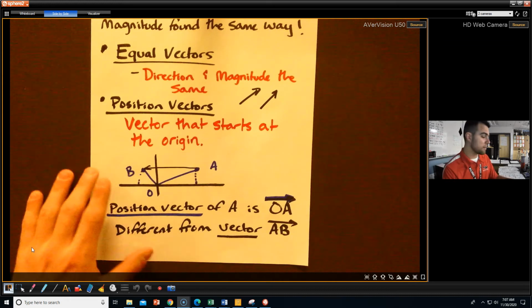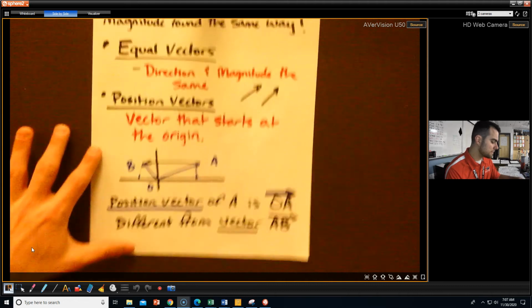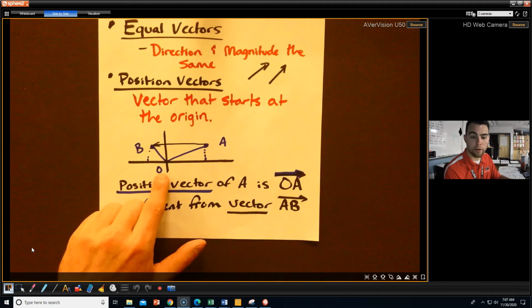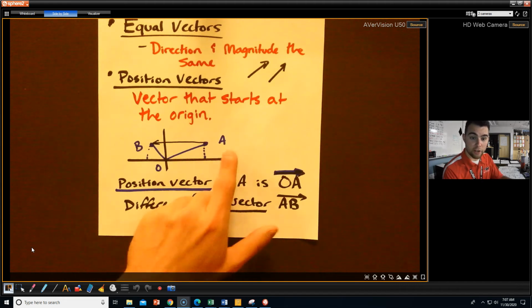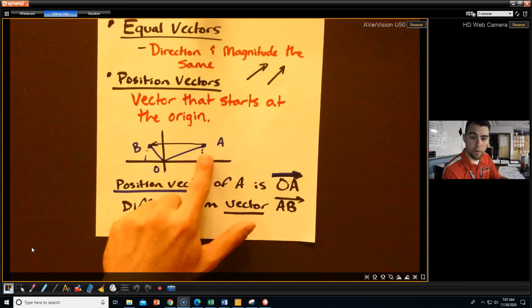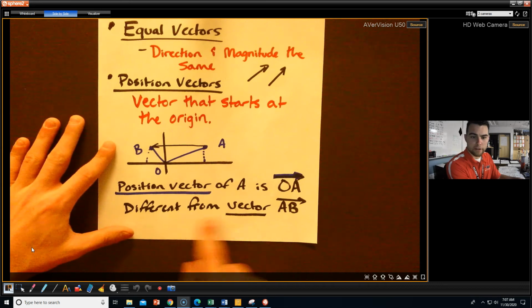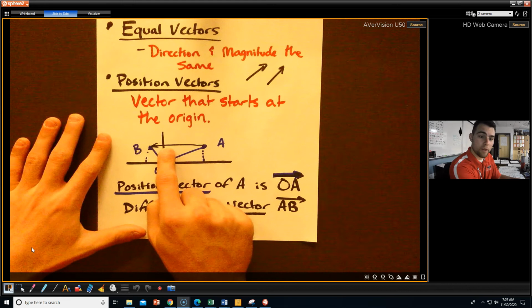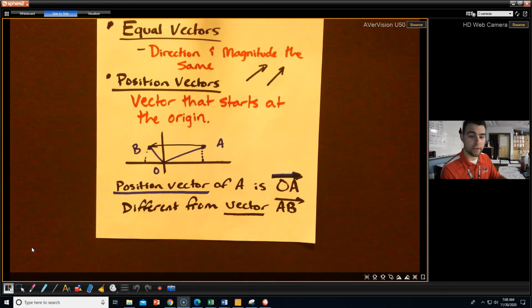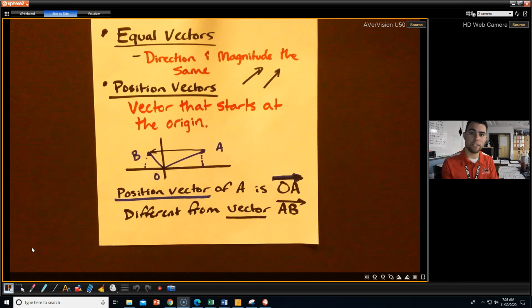Now, position vectors. This is the last thing, I promise. It's a vector that just starts at the origin. So if I have my origin right here, and then I have vector OA, my position vector of A is this OA right here. I'm just assuming it's starting here. That's different from vector AB, which goes from point A to point B. It's not the position vector of A. A position vector is literally only starting at the origin, and that is the only difference.